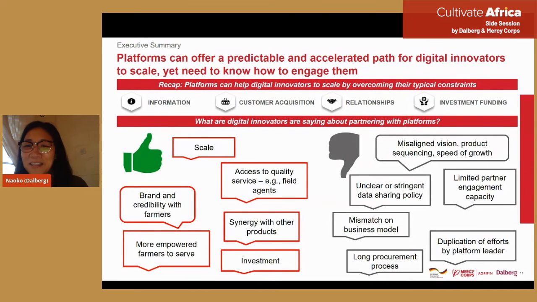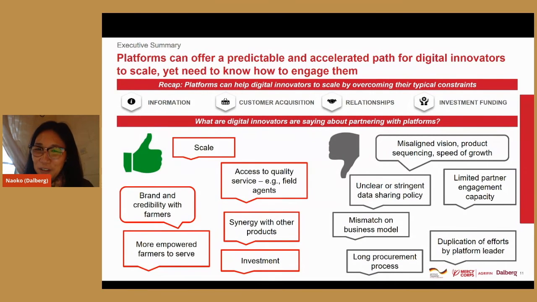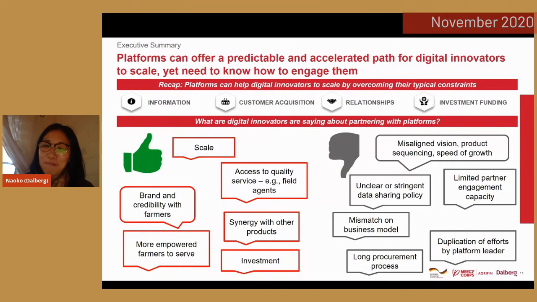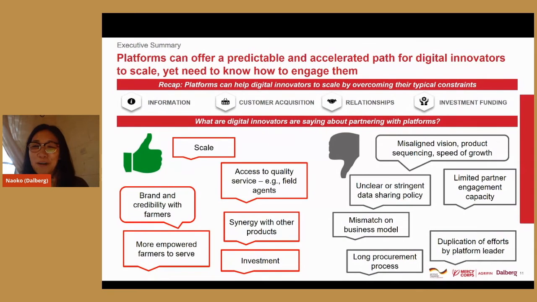What's challenging about it? Misaligned vision, misaligned speed of growth. Sometimes the platform players are too quick. So telcos tend to be too quick for some of the boots-on-the-ground kind of partners. The banks tend to be very slow for agile tech innovators, for example. Sorry, conscious of the time, I'm just going to go very quick.